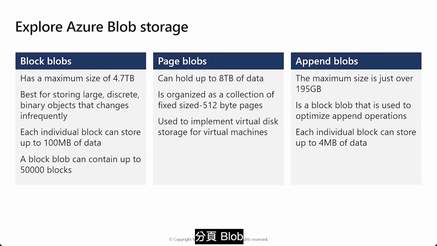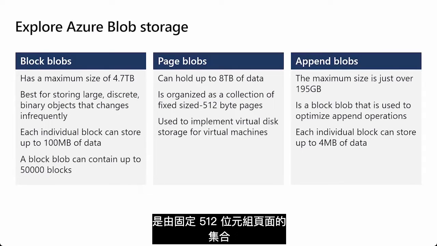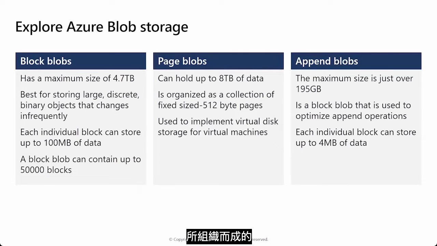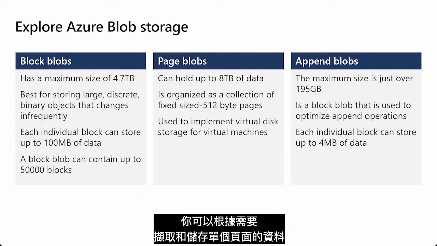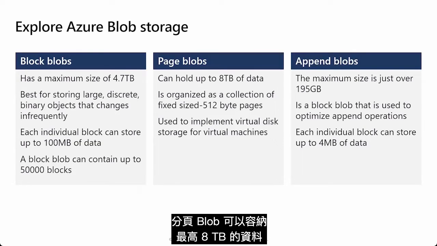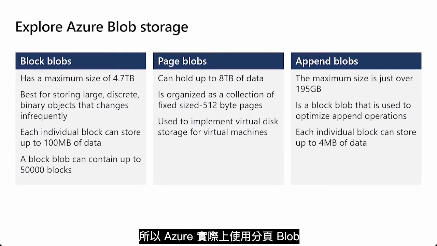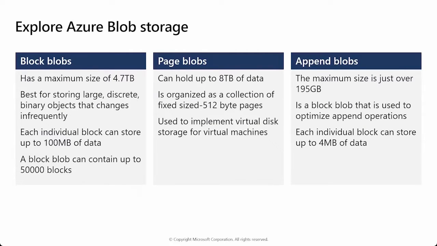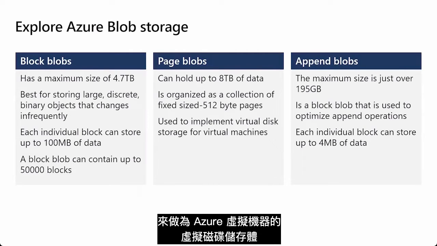Now, a page blob is organized as a collection of fixed-size 512-byte pages. And so a page blob is optimized to support random read and write operations. You can fetch and store data for a single page if you need it. A page blob can hold up to 8 terabytes of data. And so Azure actually uses page blobs to implement the virtual disk storage for Azure virtual machines.